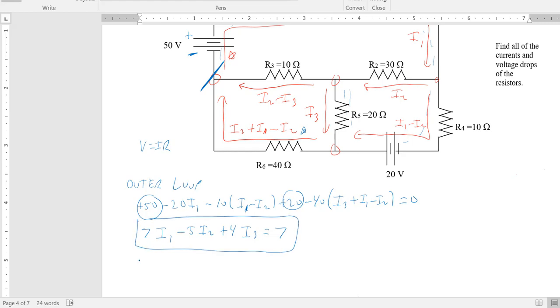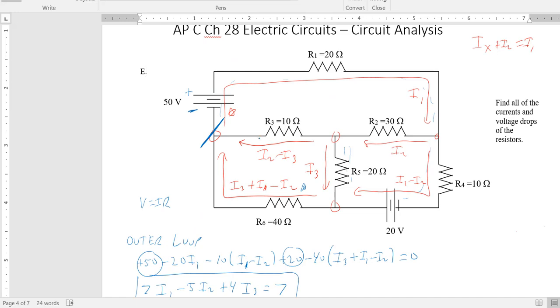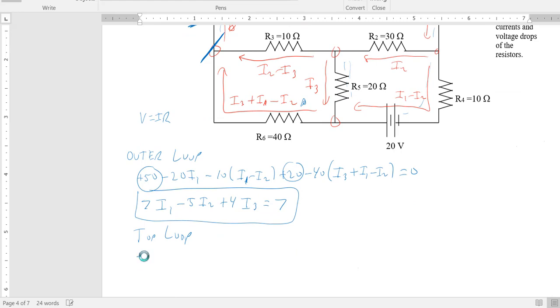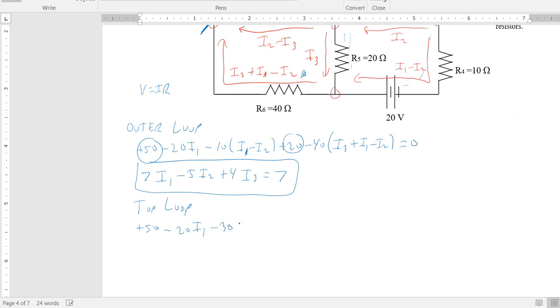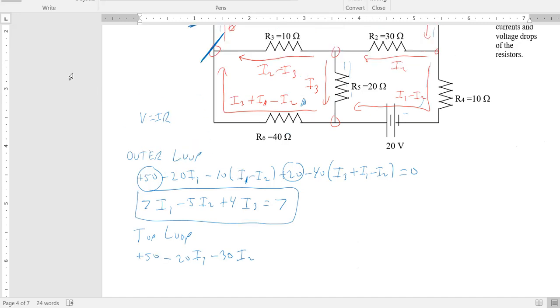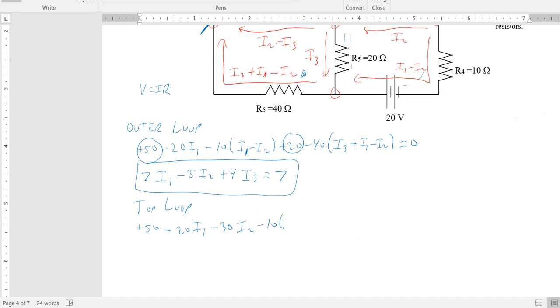Then the next one I'll do is the top loop. So the top loop starts the same as the outer loop. The first two things are exactly the same, so I can just kind of copy that down. So we got positive 50 minus 20I1. And then from there, things change. So then we're going to go through R2 right there with I2, so it's minus 30I2. Okay, and then we're going to go with this current here, I2 minus I3 through the 10 ohm resistor, so it's a minus 10 times quantity I2 minus I3. And I'm back to where I started, so this all equals 0.